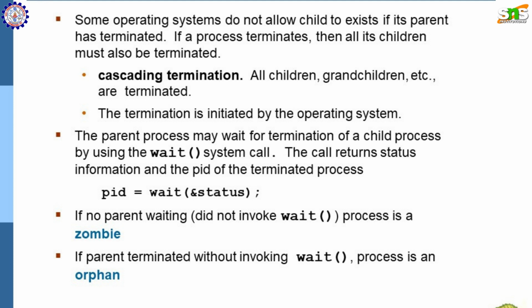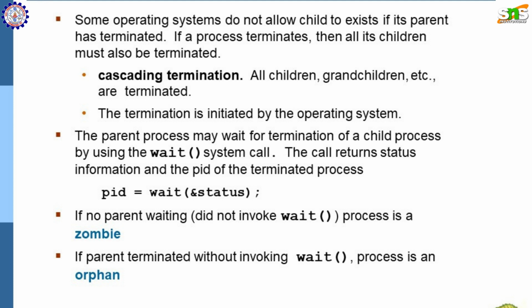Some operating systems do not allow a child to exist if its parent has terminated. If a process terminates, then all its children must be terminated. This is called cascading termination. All children, grandchildren, everyone will be terminated. When a parent process is terminated, all children and grandchildren processes will be terminated. The termination is initiated by the operating system.